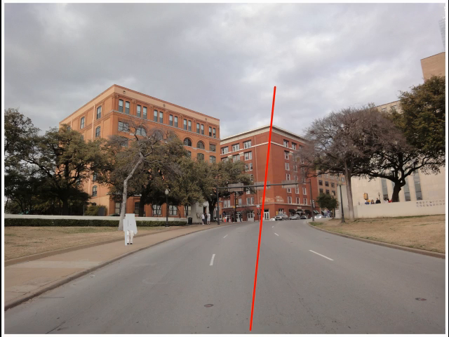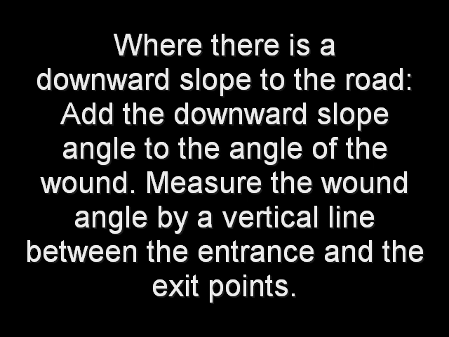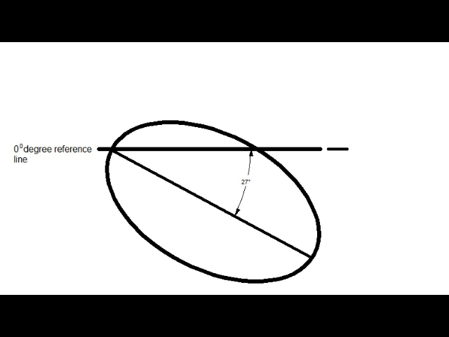Here's how the error occurred. Mr. Myers calculated the trajectory using the angle of the tilt of the head, just like one calculates the trajectory when there is a slope in the road. In a case where there's a downward slope, one adds the downward angle of the road to the angle of the wound. But in this case, Mr. Myers added the angle of the head tilt to the angle of the wound. While this sounds logical, it's incorrect.